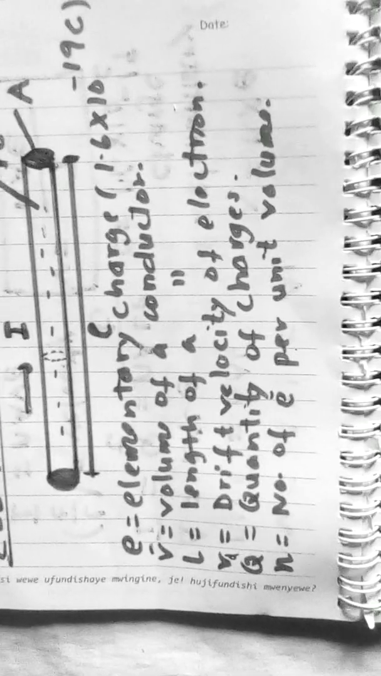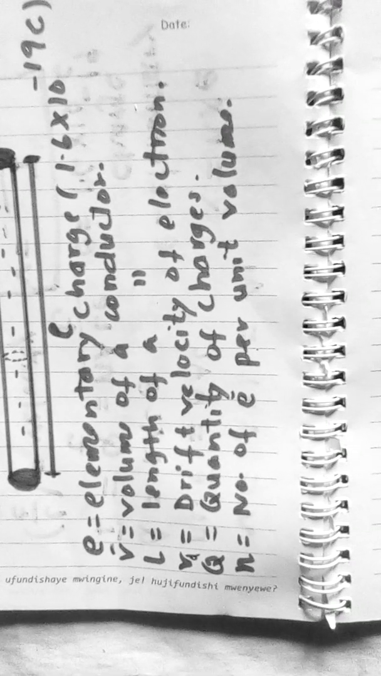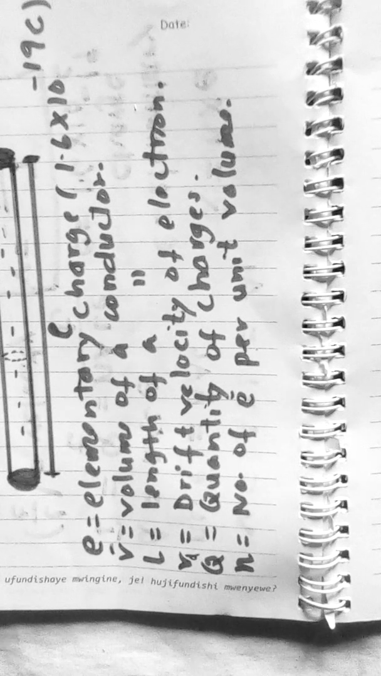So now I'm going to show you the formula that you can use to find the speed of electrons, or the drift velocity of electrons, in a conductor. So now let's go together.